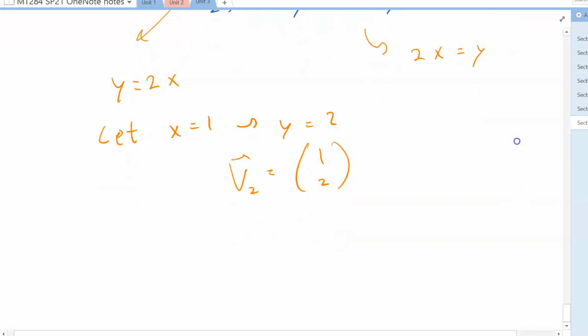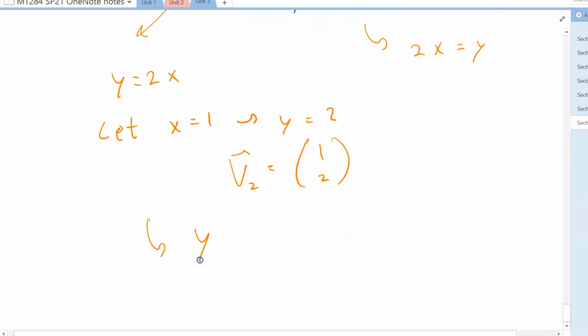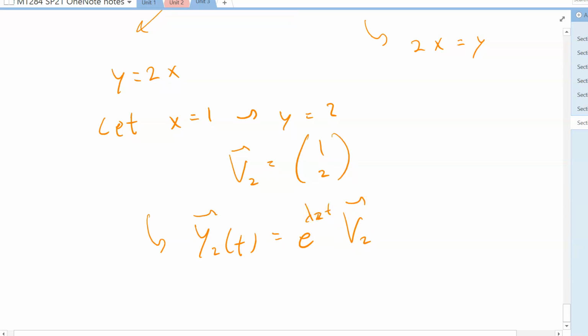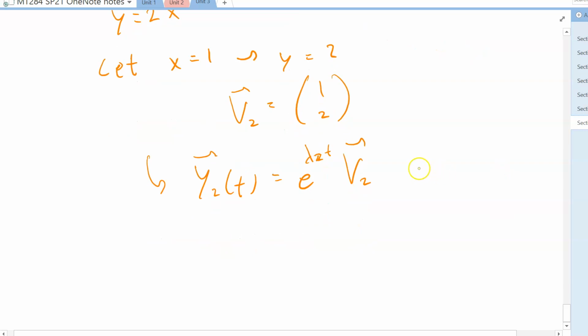Now, what is the corresponding solution y2 then? For a straight line solution, it's e to the lambda 2t times v2, where v2 is the eigenvector, or an eigenvector, we should say more correctly. Well, what do we get? We get e to the negative 2t times (1, 2).